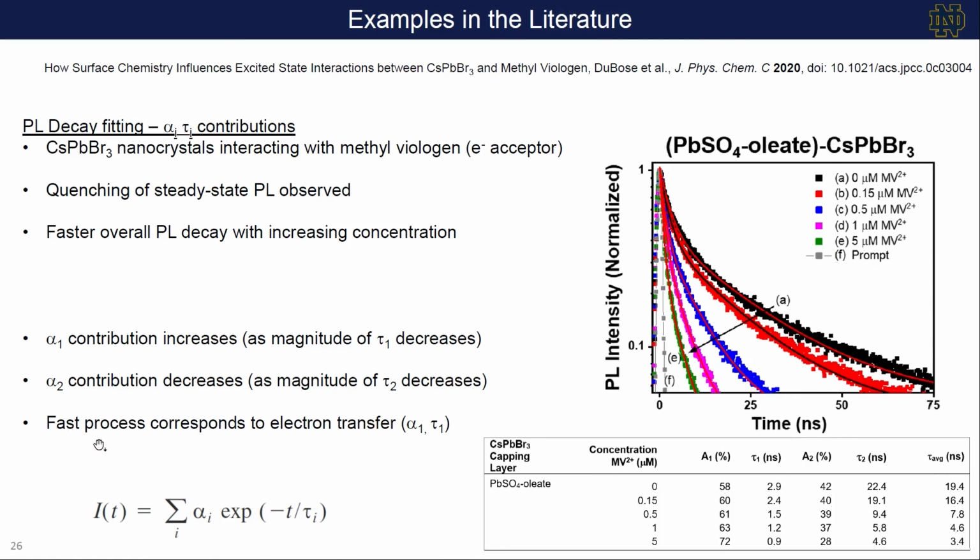So what's really being told here is that the fast process corresponding to electron transfer, dominated by alpha 1 and tau 1, is becoming the most highly dominant as we add more and more methyl viologen. So as we have more and more electron acceptor, we're basically skewing the system more toward this electron transfer component. And again, these values might change a little bit depending on your initial conditions, but as long as you're self-consistent, you should be able to see the general trend. That is what we're more interested in, not the exact values in each of these cases, because technically those can vary to a small degree.